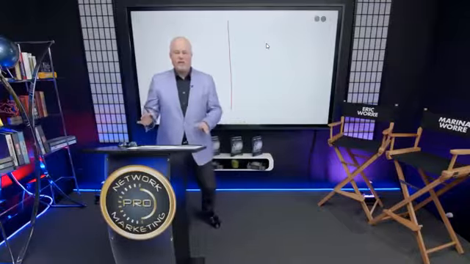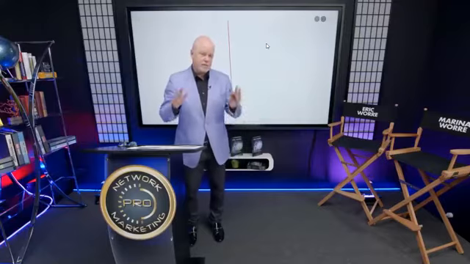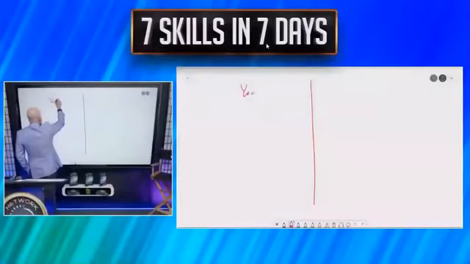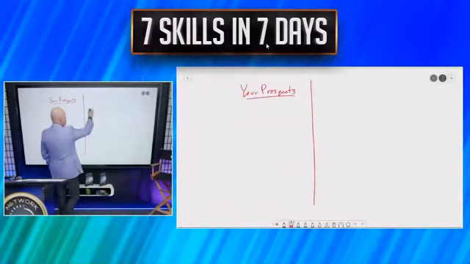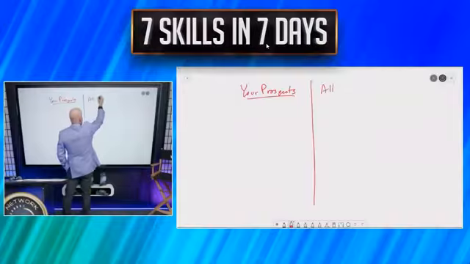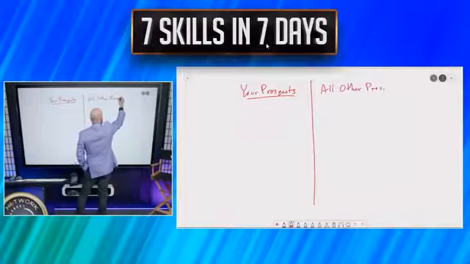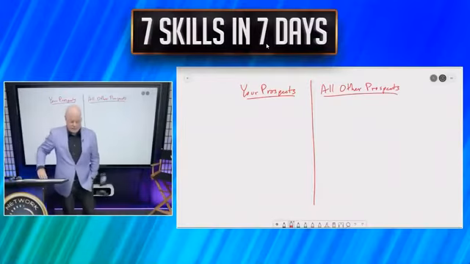There are 2 different categories when it comes to presenting that you need to understand the differentiation between and the importance of each. One category is with your prospects. And the other category is all other prospects. Two distinct categories. It's really important that you understand this.